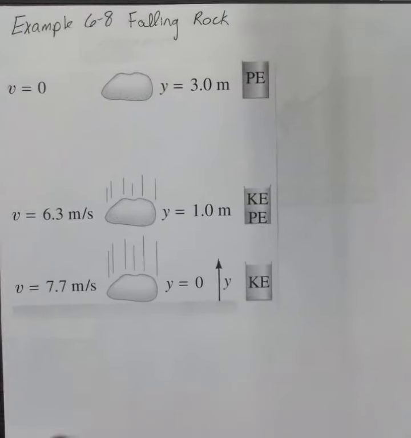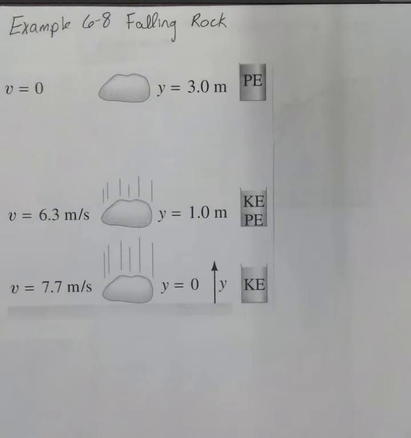Here we have just that. We have a situation where we're going to be considering a falling rock. And what I want to do here is I'm going to say if the original height of the rock is 3 meters, calculate the rock's speed when it has fallen to 1 meter above the ground. And we can also calculate its speed right before it hits the ground.